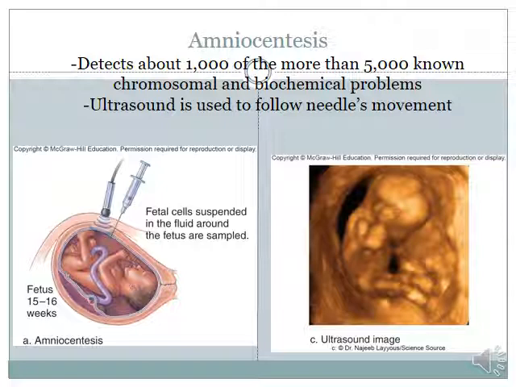The sampled amniotic fluid may also be examined for deficient, excess, or abnormal biochemicals that could indicate an inborn error of metabolism. Tests for specific single-gene diseases may be done on cells in the amniotic fluid and are tailored to family history. Ultrasound is used to follow the needle's movement and to visualize the fetus or its parts. In looking at this slide, amniocentesis can detect approximately 1,000 of the more than 5,000 known chromosomal and biochemical disorders. The most common chromosomal abnormality detected is a trisomy.